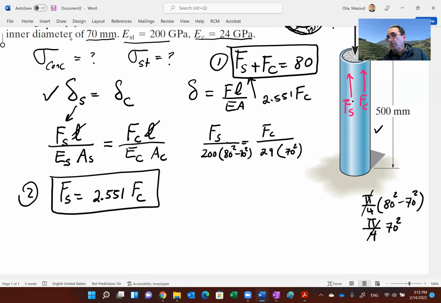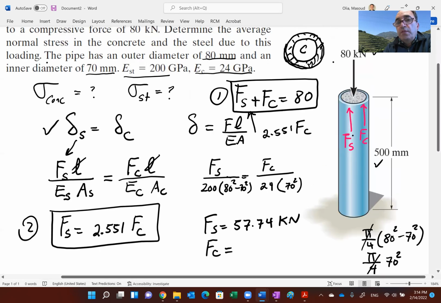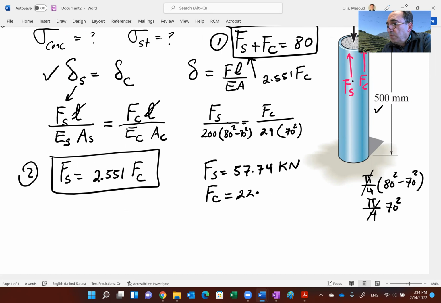And once you solve for them, it looks like F of steel is going to come out to be 57.74 kilonewtons. And obviously, F of concrete has to be what's left over from 80, because remember, the sum has to be 80 kilonewtons. So this is going to be 22.53. Sorry, this is 47. So this is 53 kilonewtons. So you see the sum is 80.